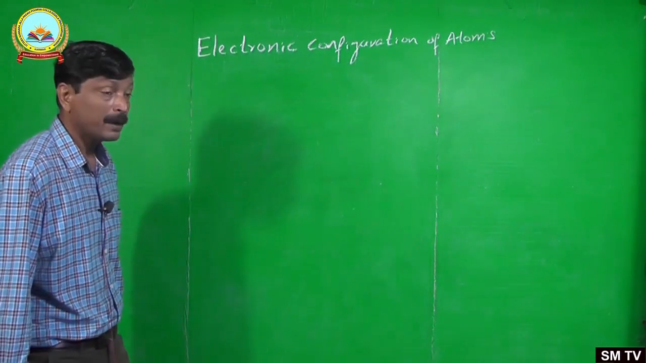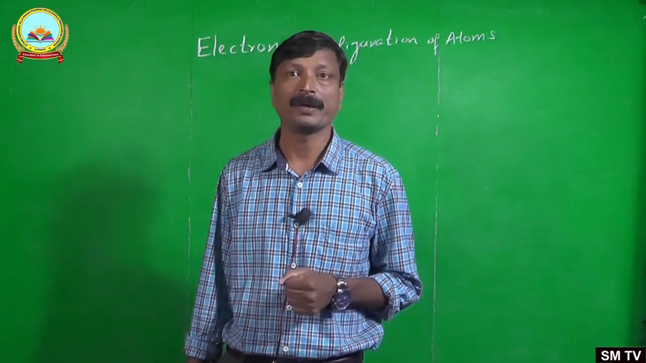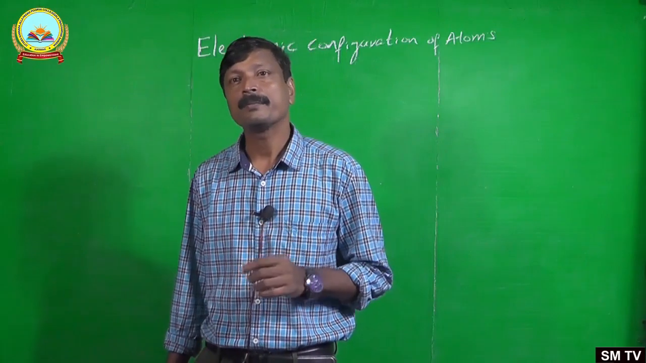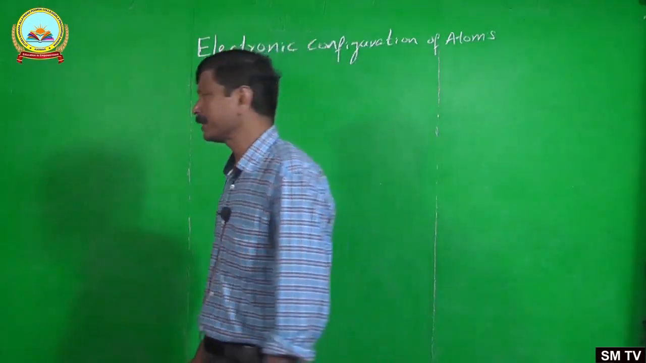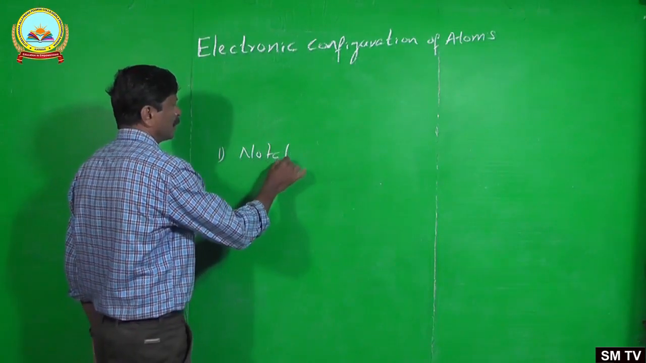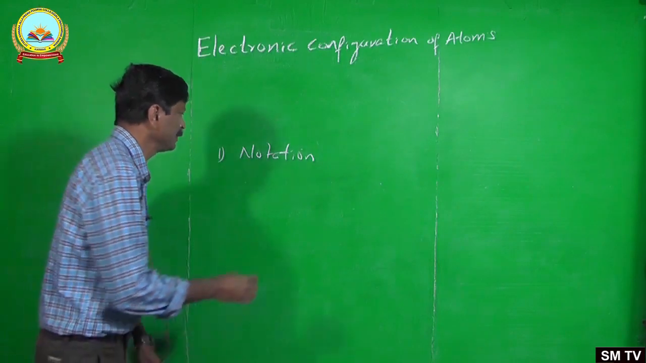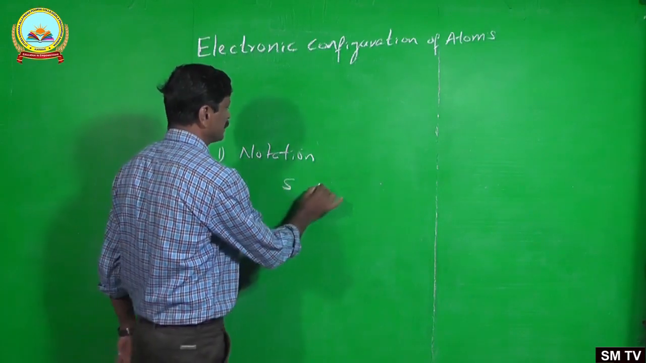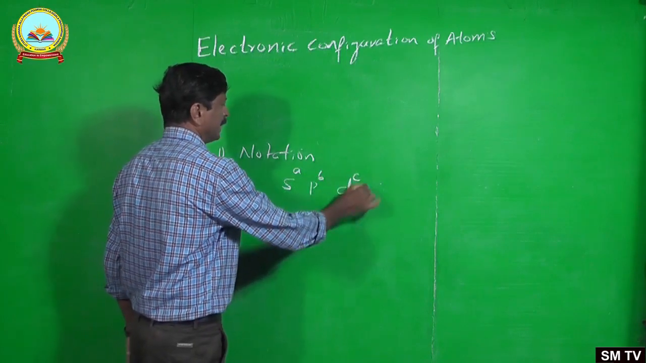There are two different ways to express the electronic configuration. One is the notation method. In the notation method, how do you write the electronic configuration? Like s, p, d with superscripts a, b, c.